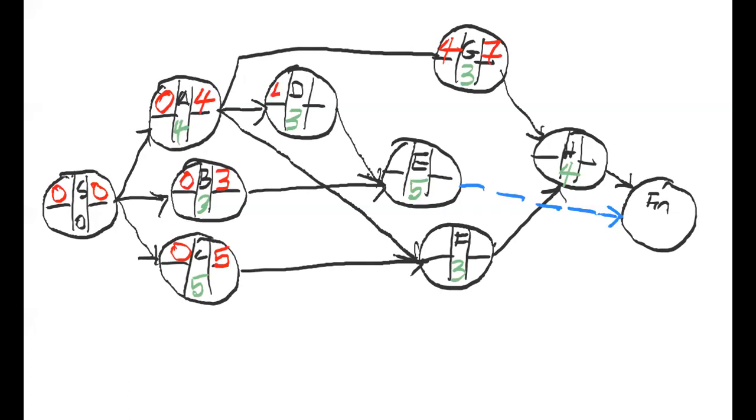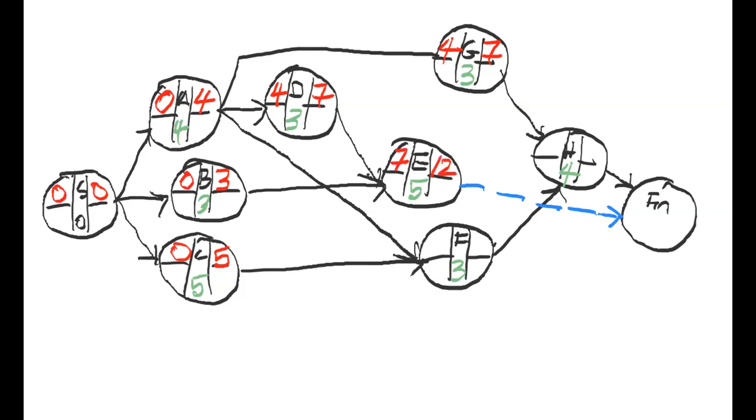So it would be the 4 going into it. 4 plus 3 is 7. If you look at E, however, you have 3 coming from B and 7 coming from D. So the earliest would be 7. 7 and 5, 12, right?